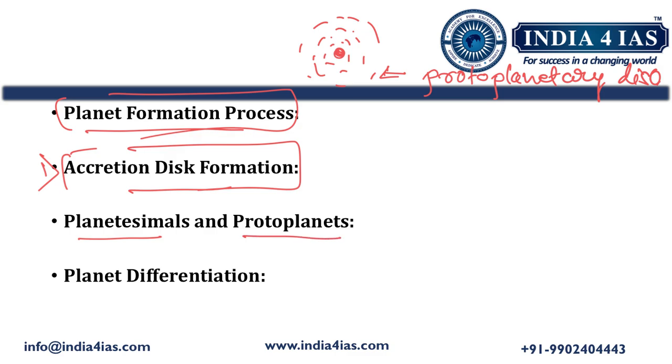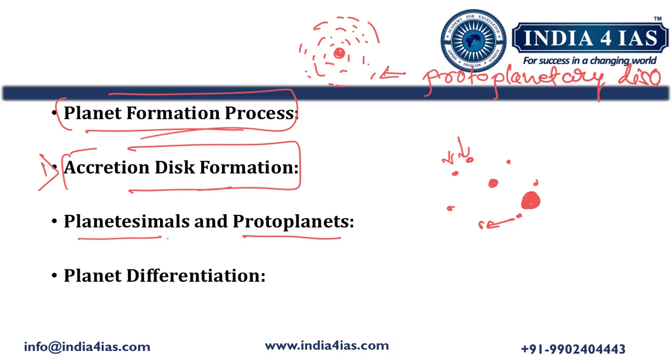For example, here we have gas and dust. They start to accumulate and stick together. In this way, they will create the planets. Over time, they collide with each other and form bigger masses. They start to grow, and in this way they form the planets. These early small-sized bodies are called planetesimals or protoplanets.